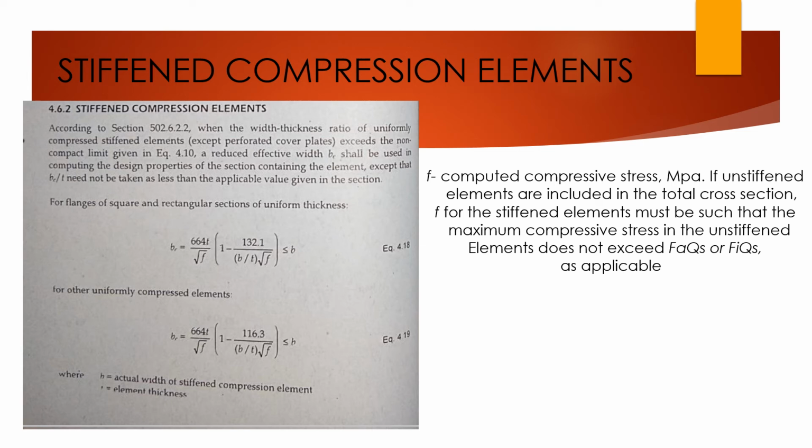So for flanges of square and rectangular sections of uniform thickness, BE is equal to 664T over square root of F times 1 minus 132.1 over B over T times square root of F, which is less than B. For other uniformly compressed elements, this one below is what we use, where B is the actual width of the compression element, T is the element thickness, and F is the computed compressive stress in megapascal.